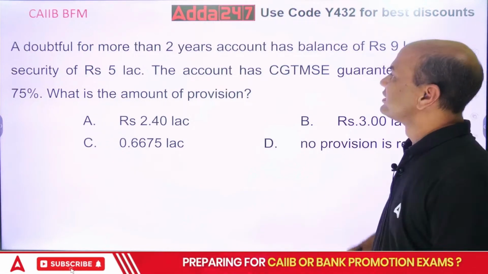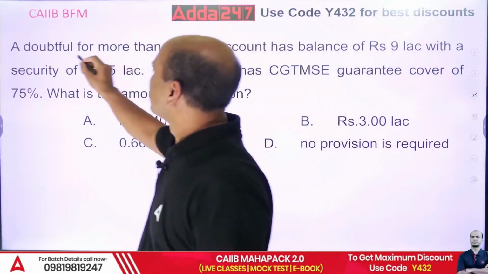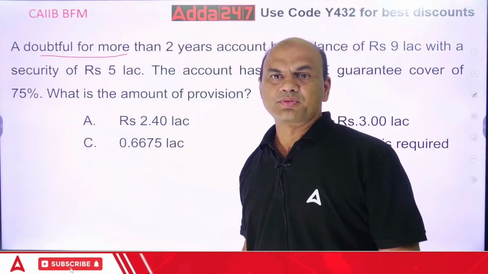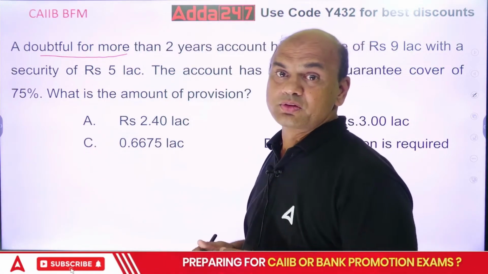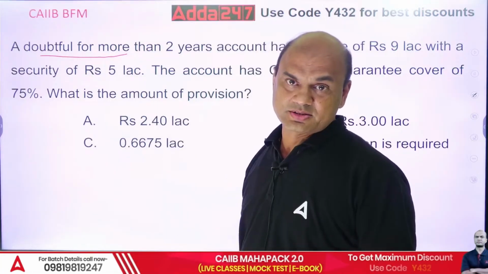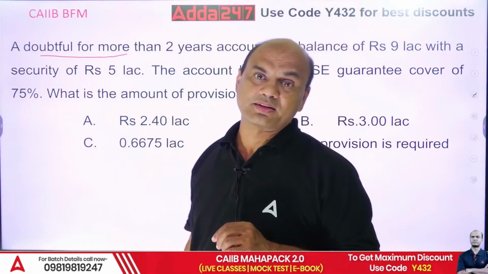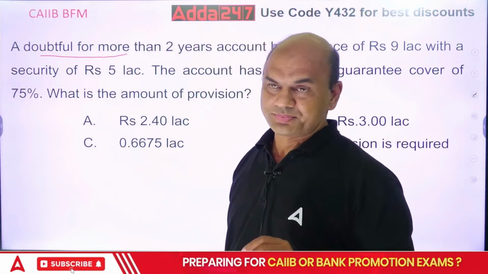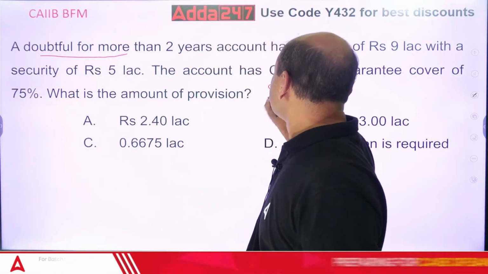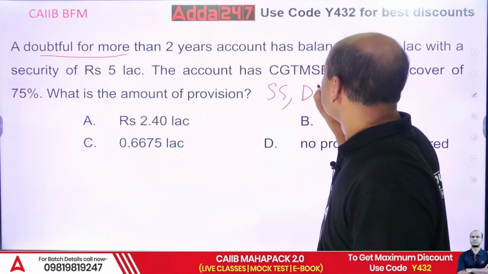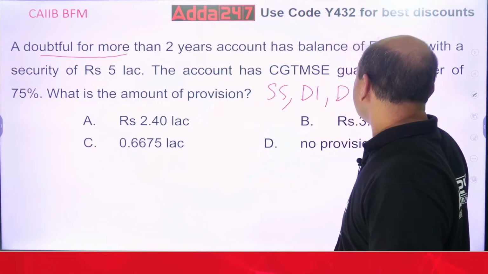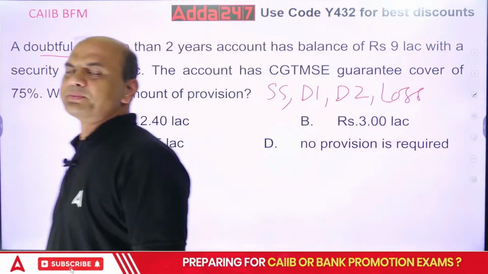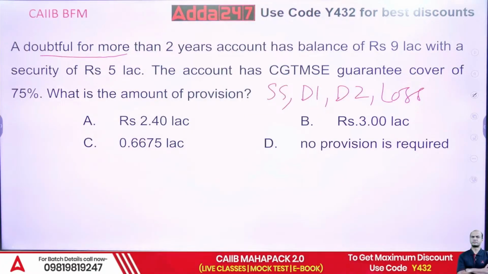Okay. What is it? Doubtful for more than 2 years. It's a doubtful loan. So what is the provisioning for a doubtful loan, and that too for more than 2 years? It will come under which category? It will come under the D2 category, doubtful 2. See this: substandard, D1, D2 and loss. This is a general classification.